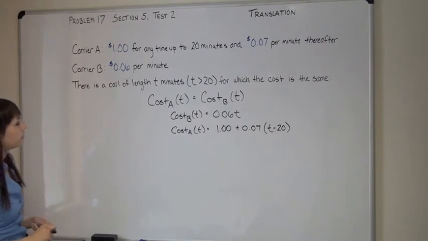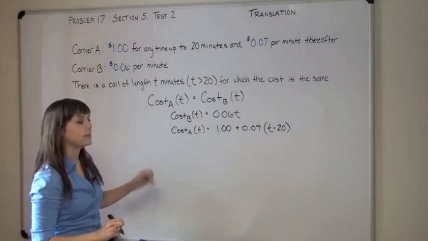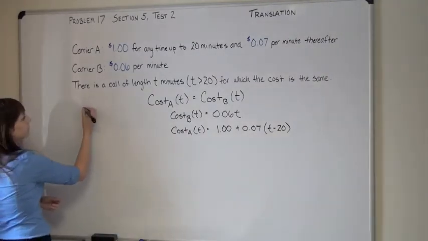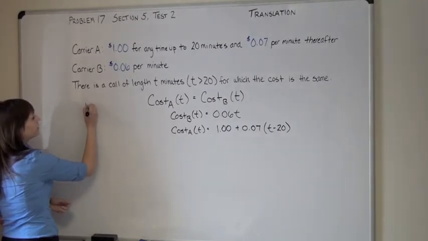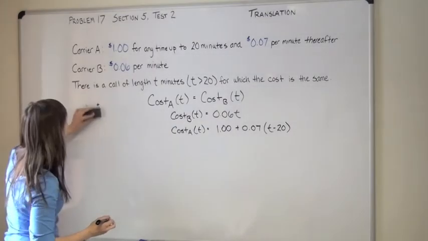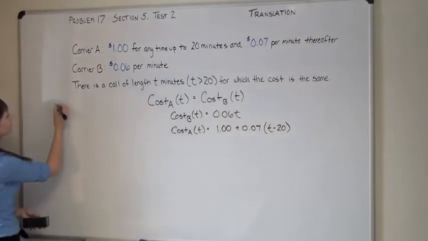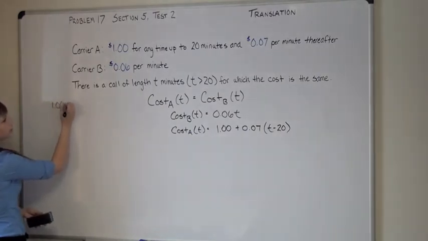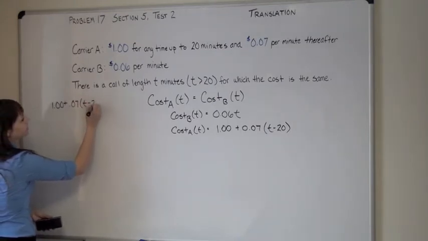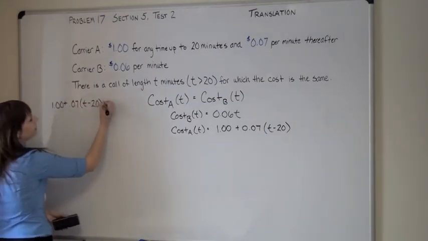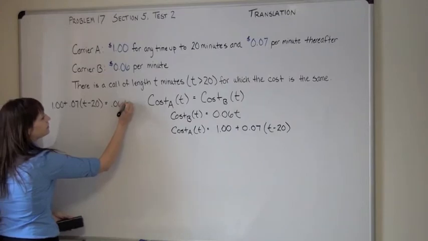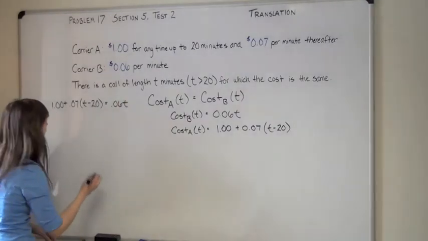So now we have an expression for the cost of the call on both carrier A and B as a function of time. Let's set them equal to each other and solve for t. So, carrier A, $1. Not enough space there, huh? Let's get some more space. $1 plus 7 cents for each time after 20 minutes. And we'll set that equal to the cost of carrier B, 6 cents a minute. Now we solve for t.